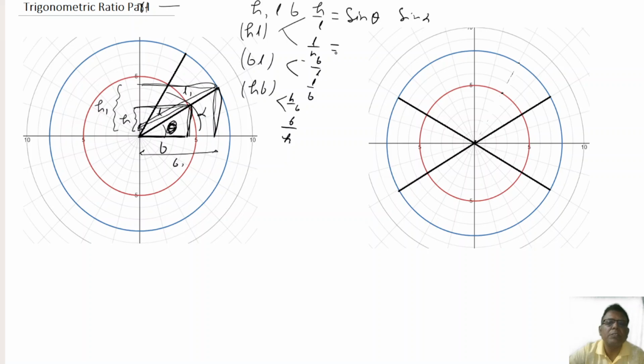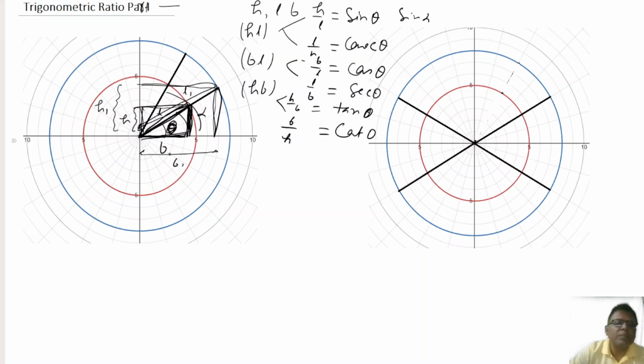The reciprocal of this is called cosec theta. And this is called cos theta, and this is called sec theta. And this will be called tan theta, and this is called cot theta. Why theta? Because this angle is theta, and for this, L and B and H are defined. So this height is equal to this height, so we can work in one triangle.